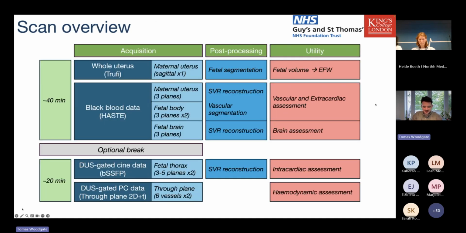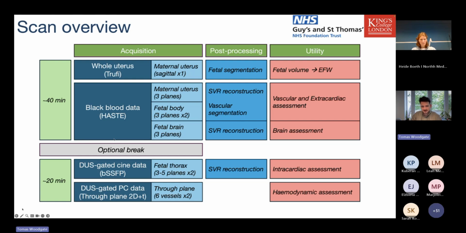Here's our scan overview, which I won't spend too much time on, but we cover similar sorts of things to before. So an image of the whole uterus, which we use to segment the fetus and estimate the fetal weight. We spend quite a lot of time on our black blood data, and we have dedicated body and brain imaging of this, and these are all reconstructed.